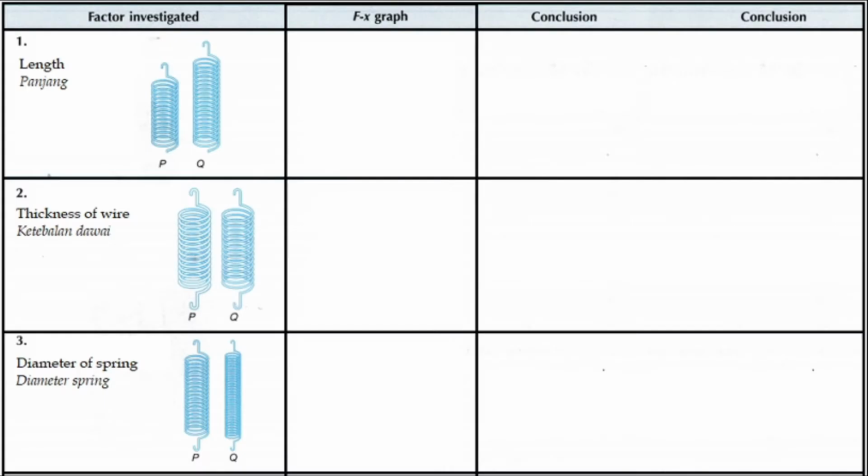Five factors. Number 1 is length. Length means length of wire, length of spring. So we have P, shorter spring, and Q, longer spring. A shorter spring has a higher spring constant, stiffer. K is higher, it is stiffer, means the gradient of F against X is higher. Based on F against X, we have pink and blue line. Pink shows higher gradient, so pink is for P and the blue one is for Q, because gradient of P is higher. So this is shorter spring.